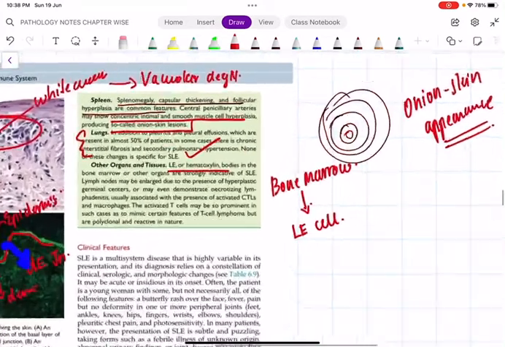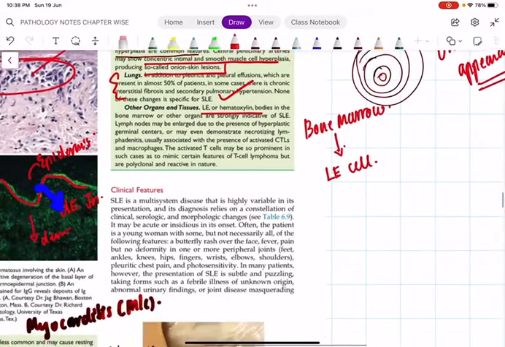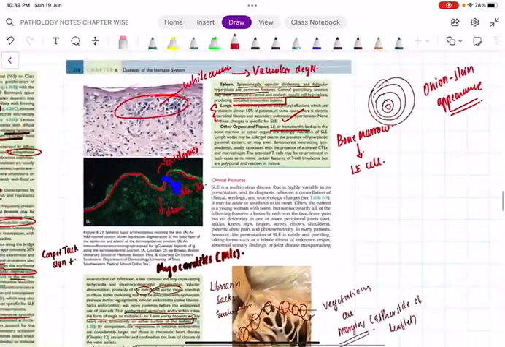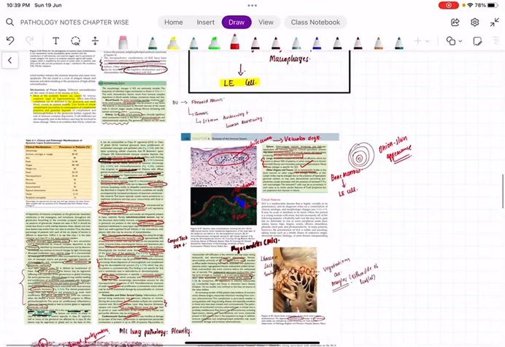Fine. So I have told you SLE is a multi-systemic disease. There will be clinical features, serological, morphological features. I told you there will be arthritis, polyarthritis, butterfly rashes, photosensitivity, pleuritic chest pain. So it is very difficult to diagnose this case. SLE is very difficult to diagnose because the patient has almost all systemic features.